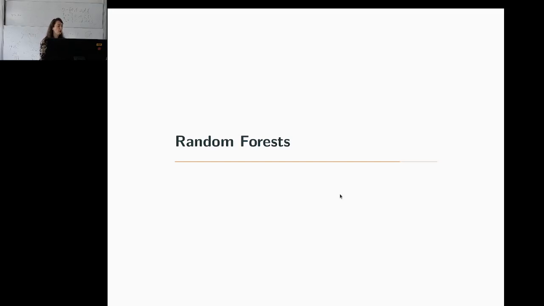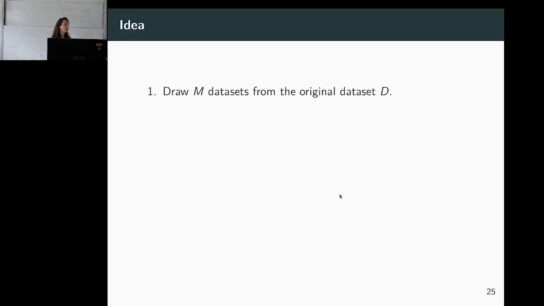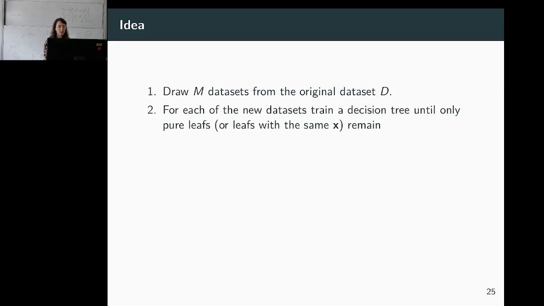And random forest is based on that. It has basically the same idea to create such data sets from the original data set, but it has one nice twist. So we will do basically the same as bagging, but first, for each of the new data sets, we'll train a decision tree until only pure leaves remain. So for all of those M data sets we will have a huge variance problem. All decision trees we create will have a huge variance problem, but we have M of those.